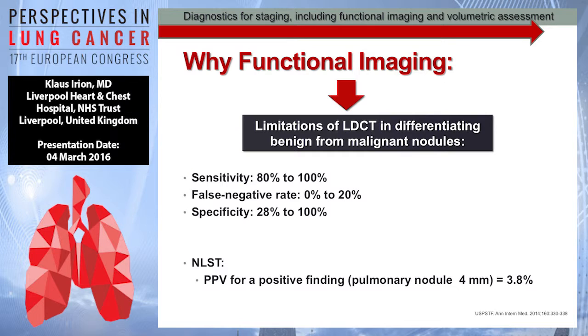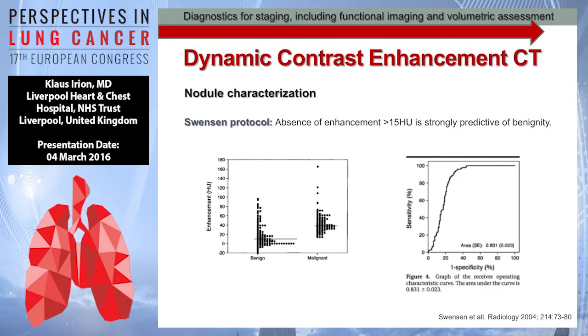And some people say that they can reach 100% of specificity, which I doubt, but anyway, it's there in the literature. So one of the easiest ways, if you don't have access to the PET, is to use dynamic enhanced contrast medium. There's the Swensen technique that you all are aware of, because this has been there for many, many years. And if the nodule has increased less than 15 Hounsfield units between the pre-contrast and the dynamic assessment, you would say that this nodule is benign.